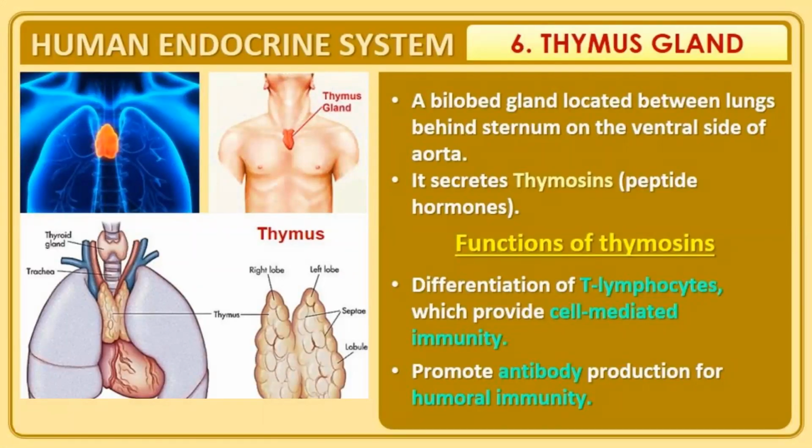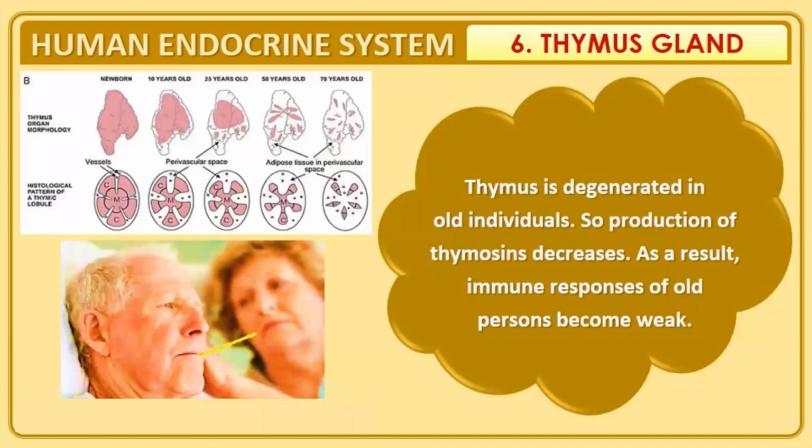Next comes the thymus gland, which is a bilobed gland located between the lungs behind the sternum on the ventral side of the aorta. It secretes thymosin, which is a peptide hormone. The function of thymosin is that it helps in differentiation of T lymphocytes, which provides cell-mediated immunity. It also promotes antibody production for humoral immunity by B lymphocytes.